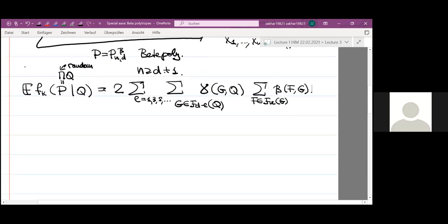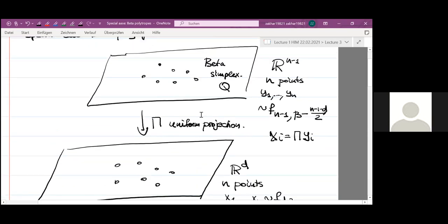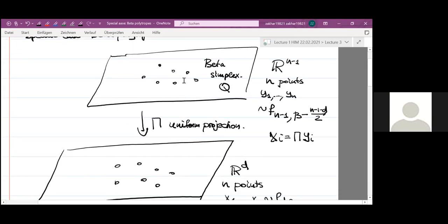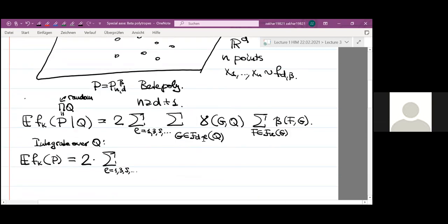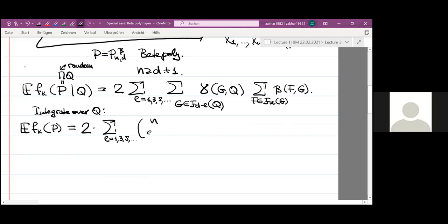Now we can also integrate over Q. If we take the expectation over Q, then we get the expected number of faces of P, which is now a beta polytope. And it is given as follows. It is 2 times the sum over l. Here we cannot do anything. Then we have the sum over all G. G is a face of Q, and Q is a simplex now. So any subset of vertices of a given size, of size d minus l plus 1, defines a face. So we have to take the factor n choose d minus l plus 1, which is the number of (d minus l)-dimensional faces of Q.